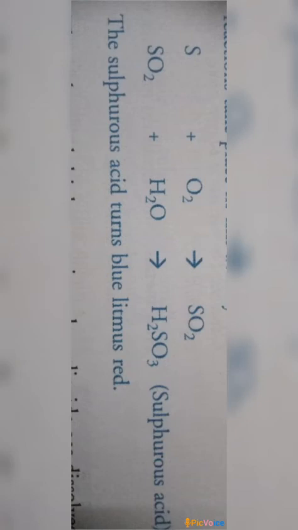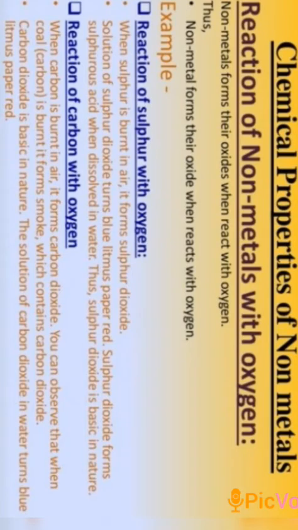When sulfurous acid is tested with litmus paper, it turns blue litmus into red. Thus, we can conclude that non-metals produce acidic oxides. So here you can see the summary of the first chemical property of non-metals, that is the reaction of non-metals with oxygen, along with some examples of sulfur with oxygen and carbon with oxygen. So when non-metals react with oxygen, they give non-metallic oxides, and these are acidic in nature. They can turn blue litmus to red.